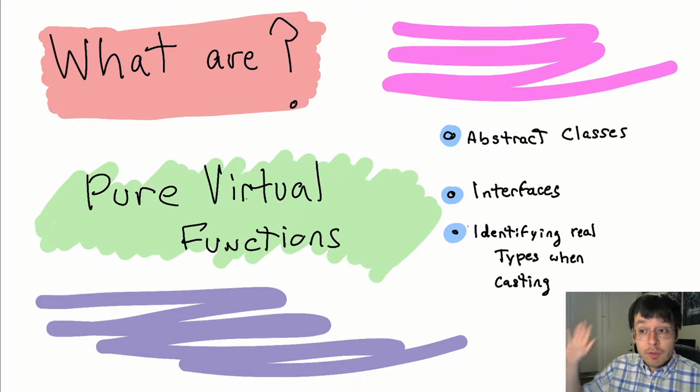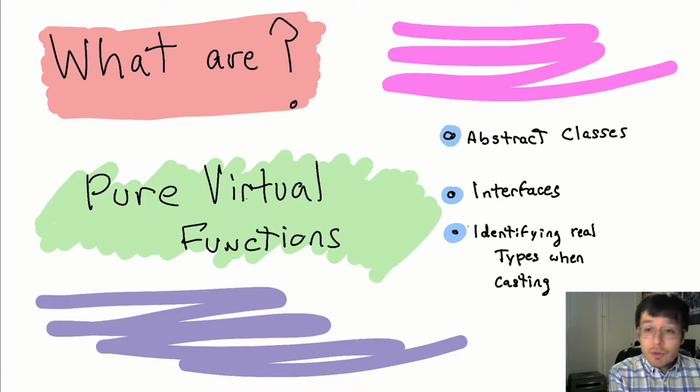Because if you have a parent pointer pointing to an actual parent, and you cast it to a child, you now have access to all the fields and functions that the child class has, which the parent doesn't. So if this is really a parent, then it's going to be in trouble and really bad things are going to happen, right? So you always have to be careful what you're doing when you're casting.